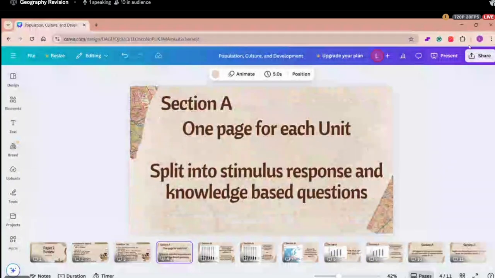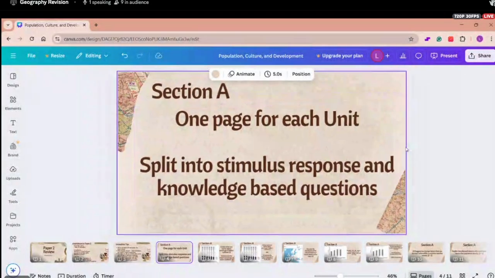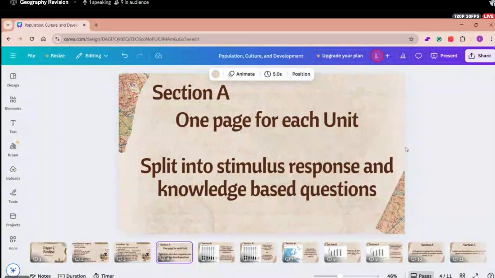All right? So the way section A works is you only have one page per unit. Like each page is for each unit. You'll have 3 pages for section A, one about changing populations, one about global climate change, and one about global resource consumption.